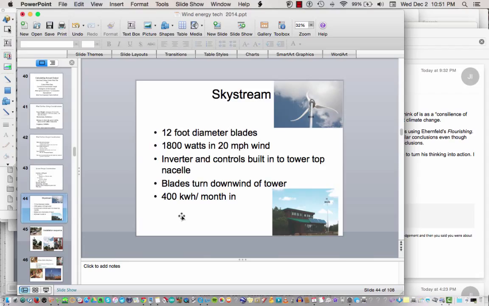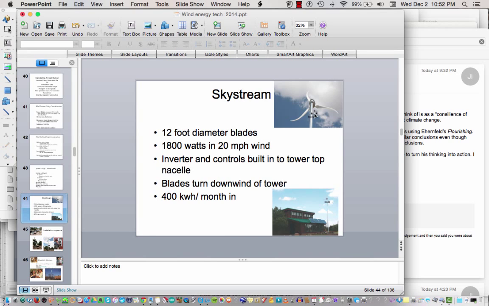SkyStream was actually built in quite a few numbers, and they're fairly reliable, but unfortunately a lot of them were put on very short towers, and the customers were very disappointed with the output of them. This machine has 12-foot diameter blades, and it produces 1,800 watts in a 20 mile per hour wind.